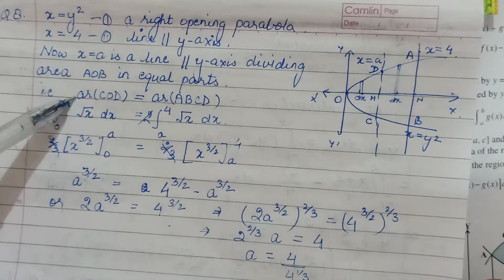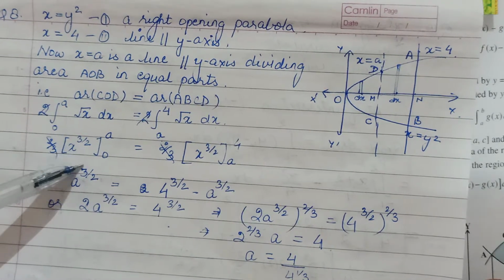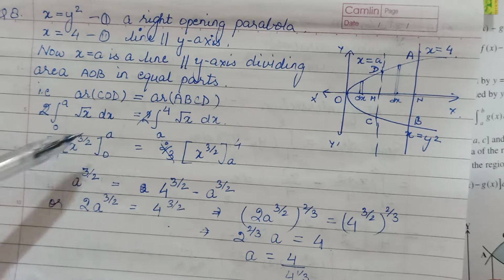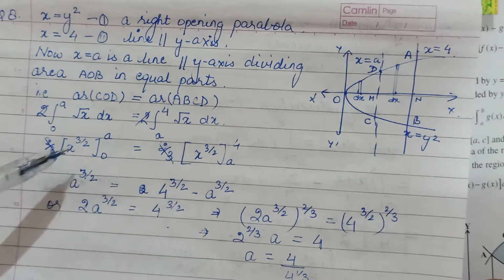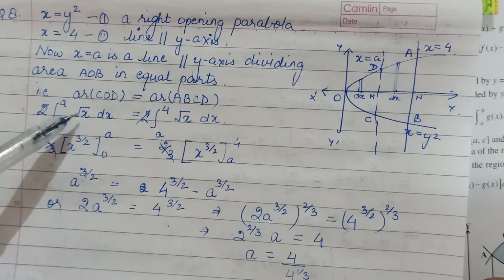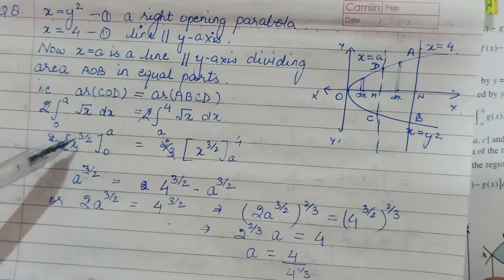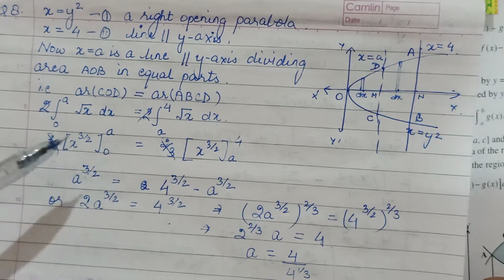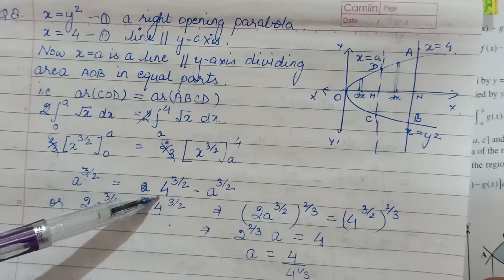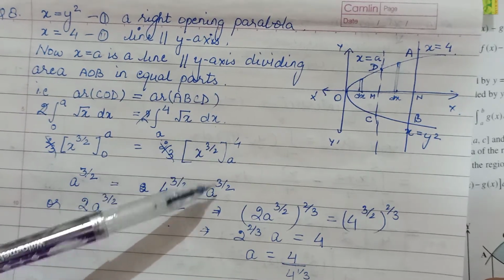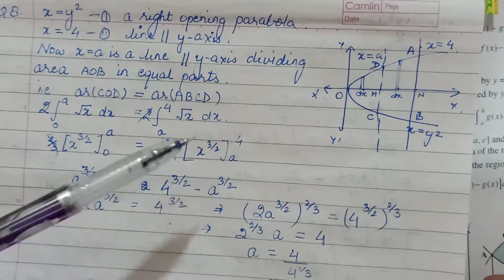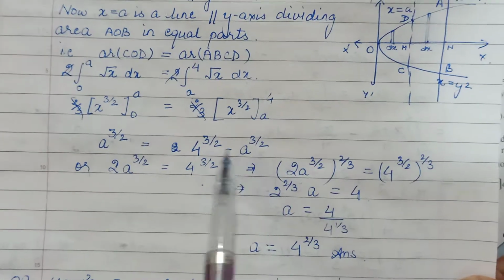Integration of x to the power of half becomes x to the power of 3 by 2 upon 3 by 2. So 3 by 2 भी balance हो जा रहा है दोनों तरफ. Now you just have to apply the limits: upper limit minus the lower limit. So this would become a to the power of 3 by 2, and 0 में तो 0 हो जाएगा, and this side it will be 4 to the power of 3 by 2 minus a to the power of 3 by 2. We had to evaluate a, so we are taking this to the other side.